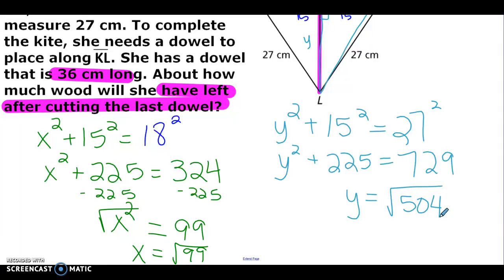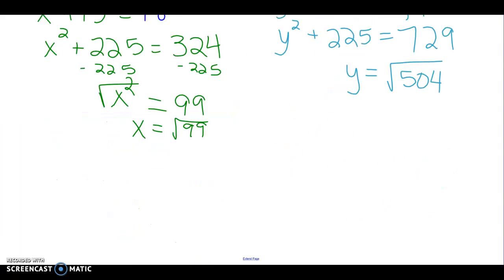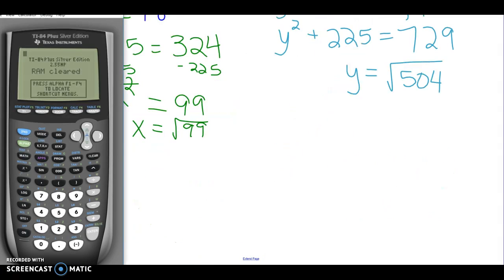Just put it right there and do it, right? Be careful when you're putting it in your calculator. We're going to go second, and the x squared button, radical. 99. Make sure you hit the right arrow, so that your calculator knows we're getting out of the radical to add a different one. You gotta hit that right arrow button. And we're gonna use the second x squared button again, 504.